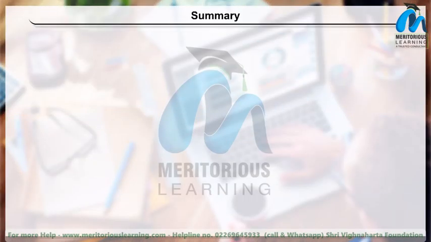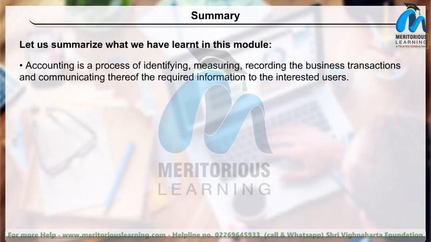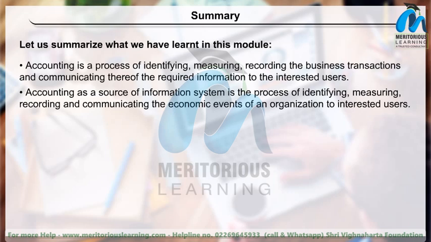Summary. Let us summarize what we have learned in this module. Accounting is a process of identifying, measuring, recording the business transactions and communicating the required information to the interested users. Accounting as a source of information system is the process of identifying, measuring, recording and communicating the economic events of an organization to interested users.